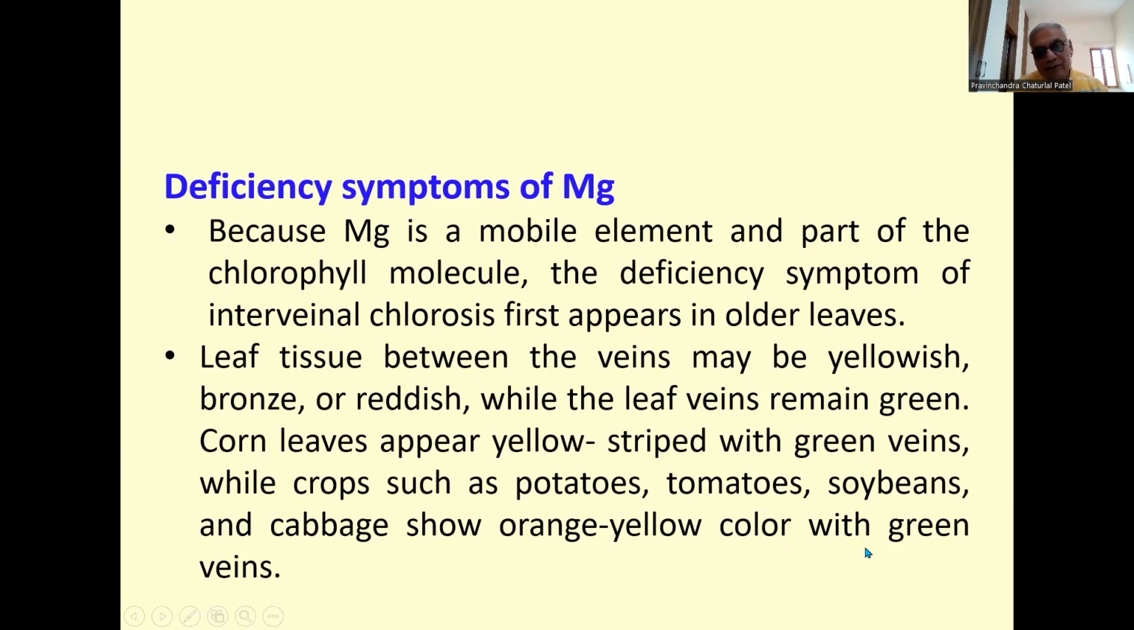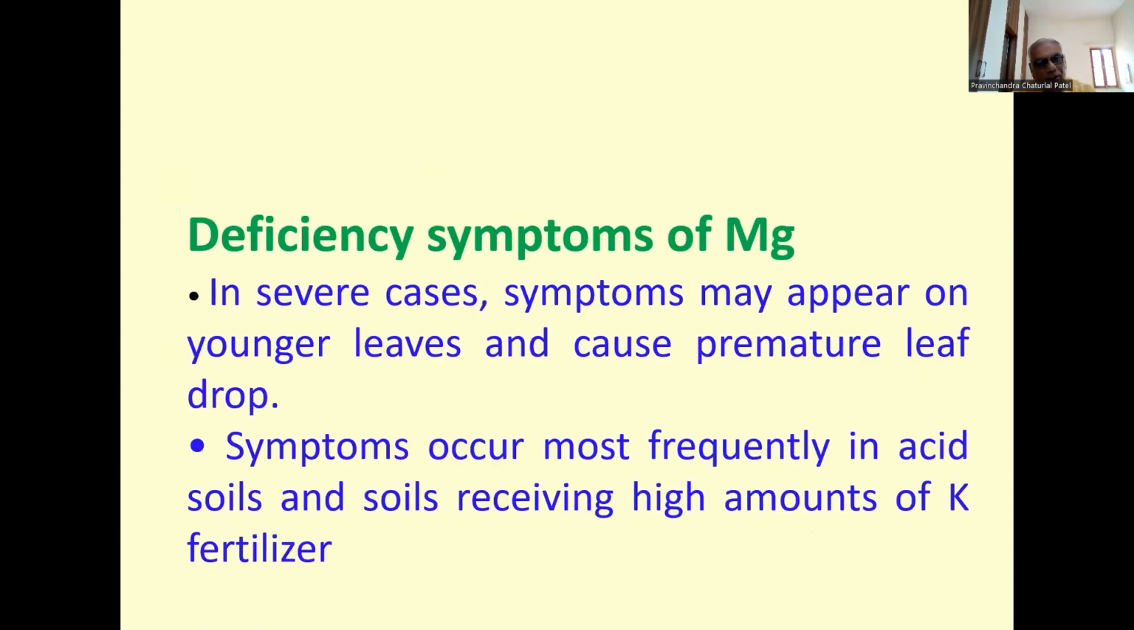At present, we are observing magnesium deficiency in wheat and cotton, and farmers are applying magnesium sulfate. Depending upon the deficiency of magnesium, 25 to even 50 or 60 kg magnesium sulfate per hectare, and they are getting a response. Then deficiency symptoms of magnesium.